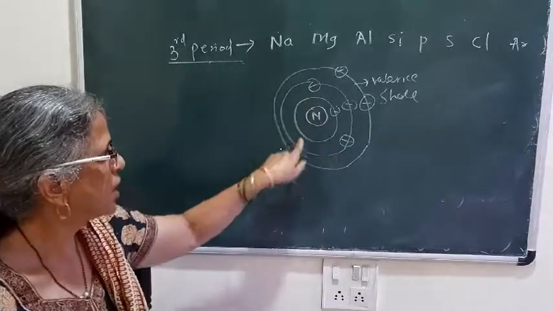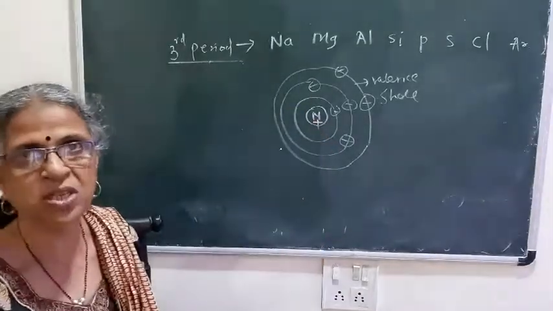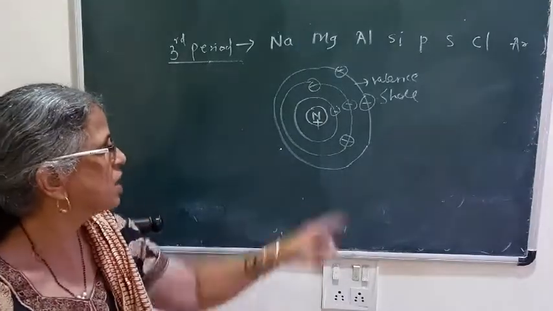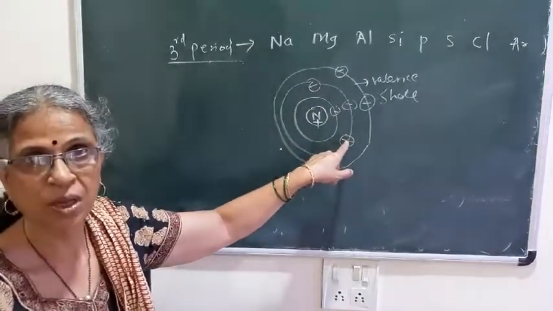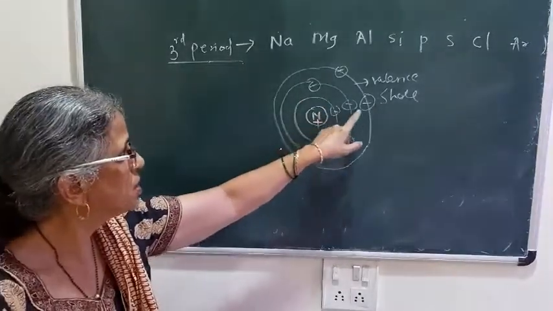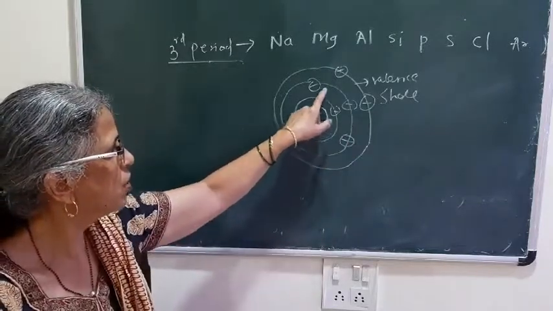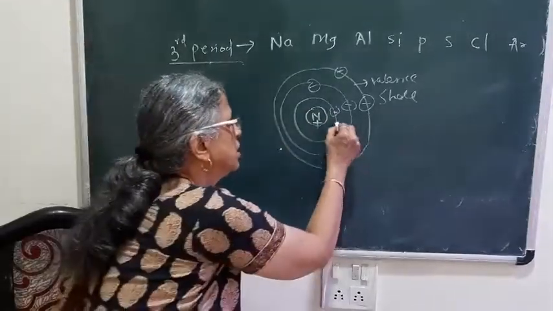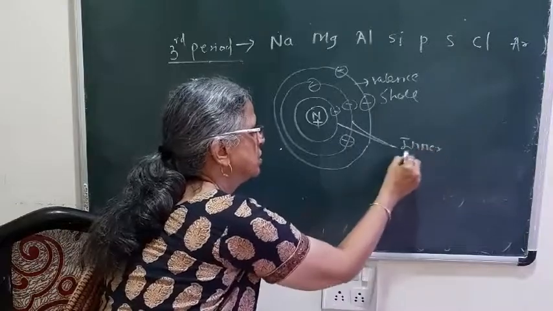So in an atom there is a nucleus which has a positive charge due to the presence of protons. You know that. So this nucleus exerts an attractive force on all these electrons present in the atom. Now in between these valence shell electrons and the nucleus, there are also electrons present in the orbits which are known as the inner shell electrons. These are the inner shell electrons.